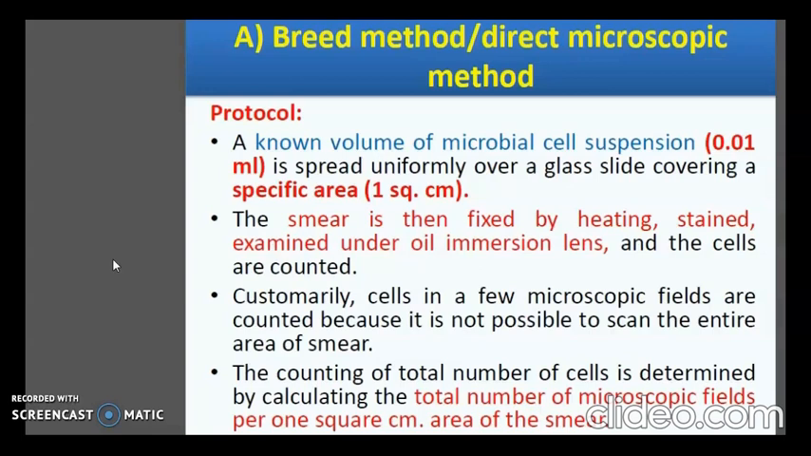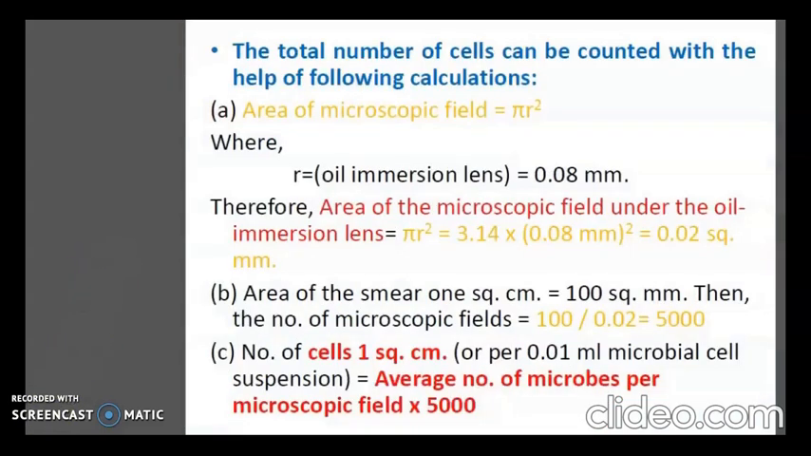Cells in a few microscopic fields are counted because it is not possible to scan the entire area of smear. The total number of cells is determined by calculating the total number of microscopic fields per 1 square centimeter area of the smear. The total number of cells can be counted with the help of the following equation.